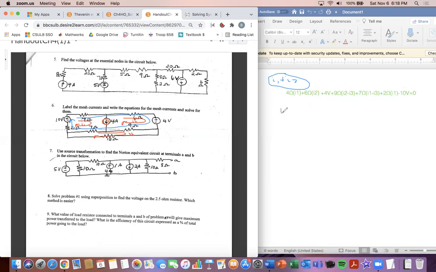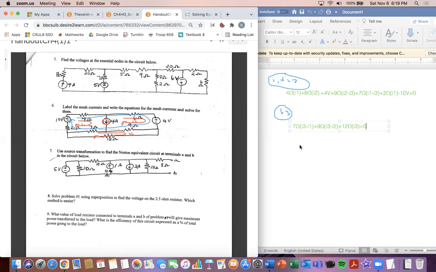So I3 is going to be, and let's look at it here, 7 ohms times I3 minus I1, plus 9 ohms here, then that's going to be I3 minus I2, and then plus 12 ohms times I3. Then set that equal to 0.